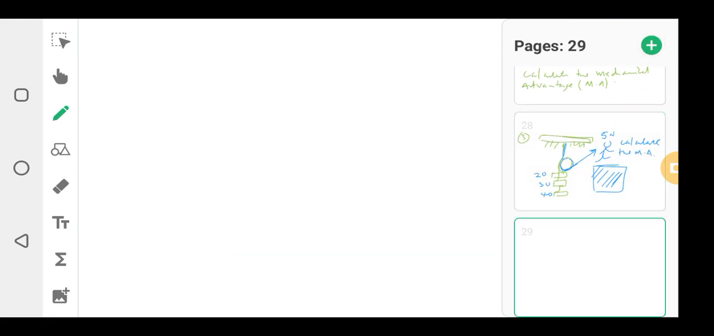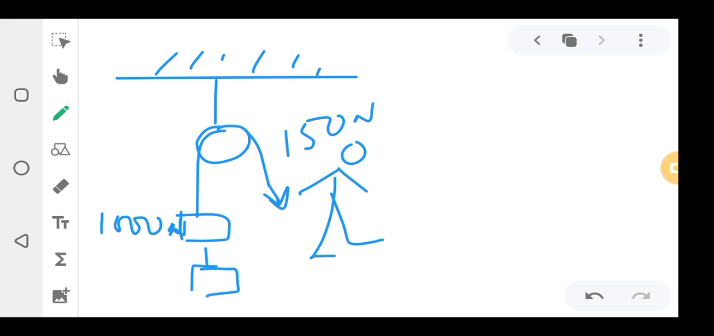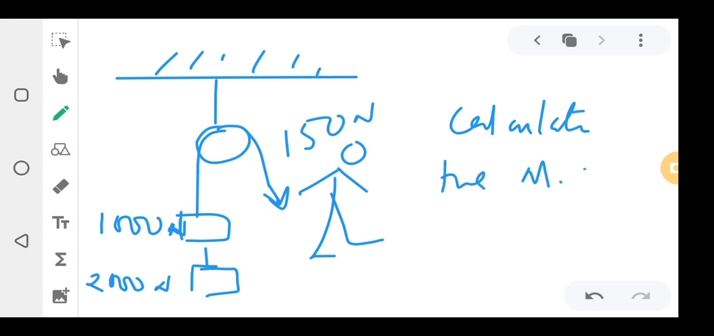Lastly, the thing is inclined like this, and then it comes like this, and you're pushing this thing. You are a person standing here, pushing with 150 newtons of effort. You are lifting two boxes. This one is 1,000 newtons. This one is 1,000 newtons. This one is 2,000 newtons. Calculate the mechanical advantage. So, you can try that.